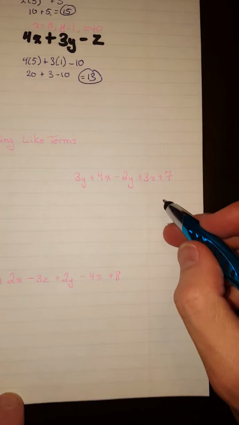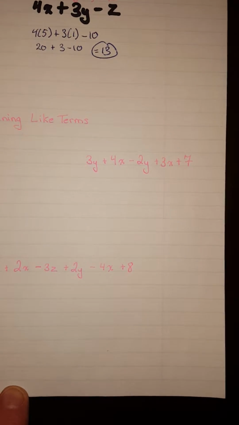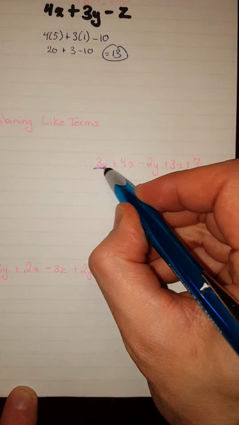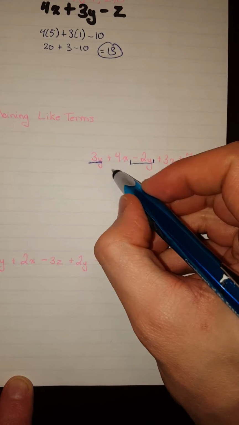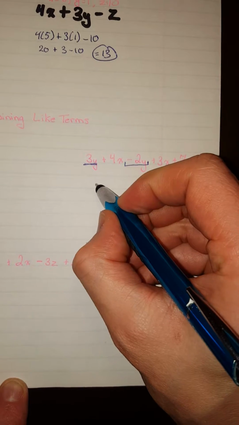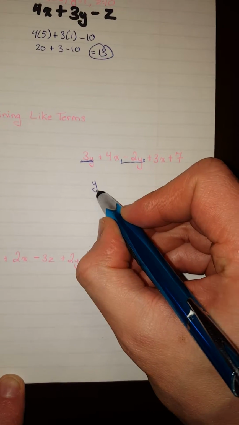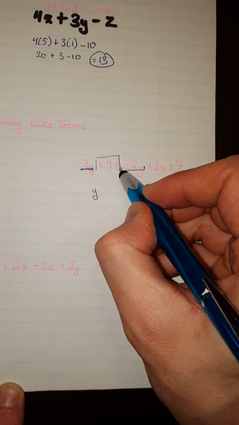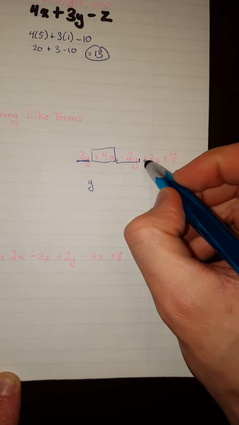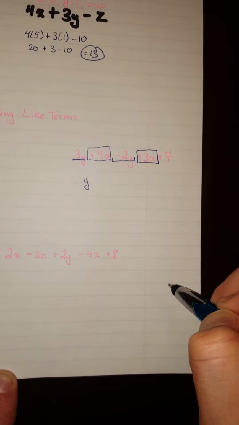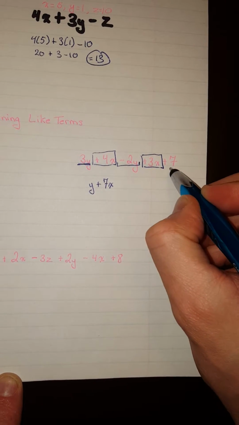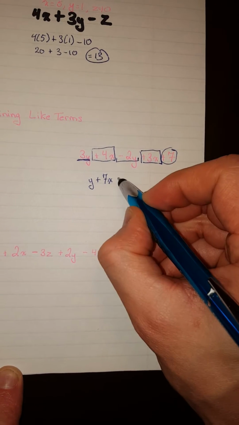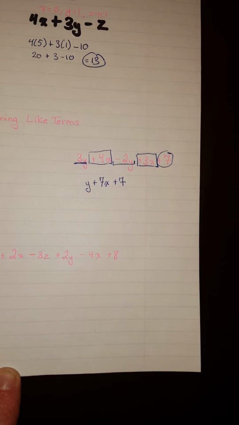Moving over to the second one. Now we have more than one variable. So we're going to start off with 3y, and we have a negative 2y. So when we put them together, we have 3y minus 2y, which will give us 1y. Our next ones that we can combine together is positive 4x plus 3x, which will give us positive 7x. And the only thing we have left is plus 7. And there's the completed equation.